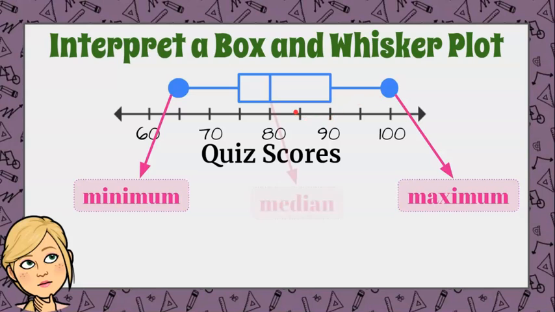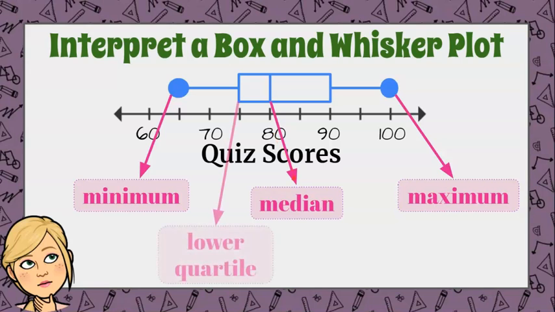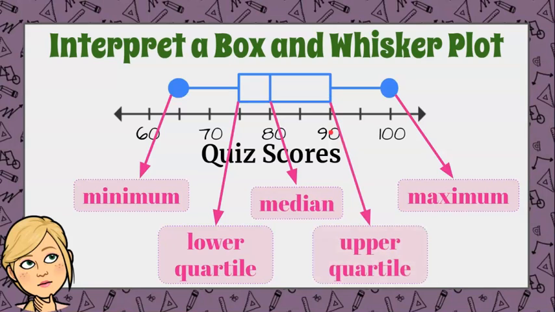We also have our median. So the line in the middle of the box, which isn't always in the middle, but the line inside the box, and then we have our whiskers. So this median line tells us that our median score is 80. Now we have our lower quartile. So our lower quartile begins our box. So our lower quartile is 75. And then our box ends with our upper quartile, which is 90.